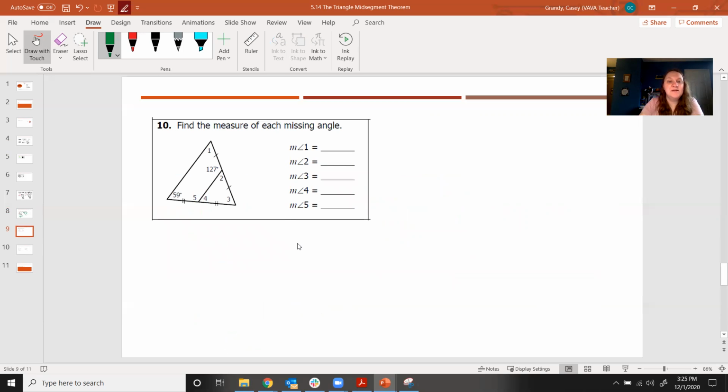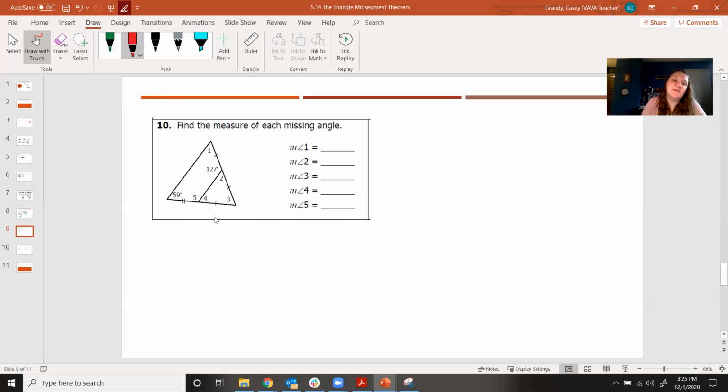Okay. Let's look at number 10. Number 10, we want to find the measure of each missing angle. I see a couple triangles going on here. I see the small triangle down here that has angle 2, 3, and 4. And then I have a big triangle out here that has angles 1, 3, and 59. That might come in handy.